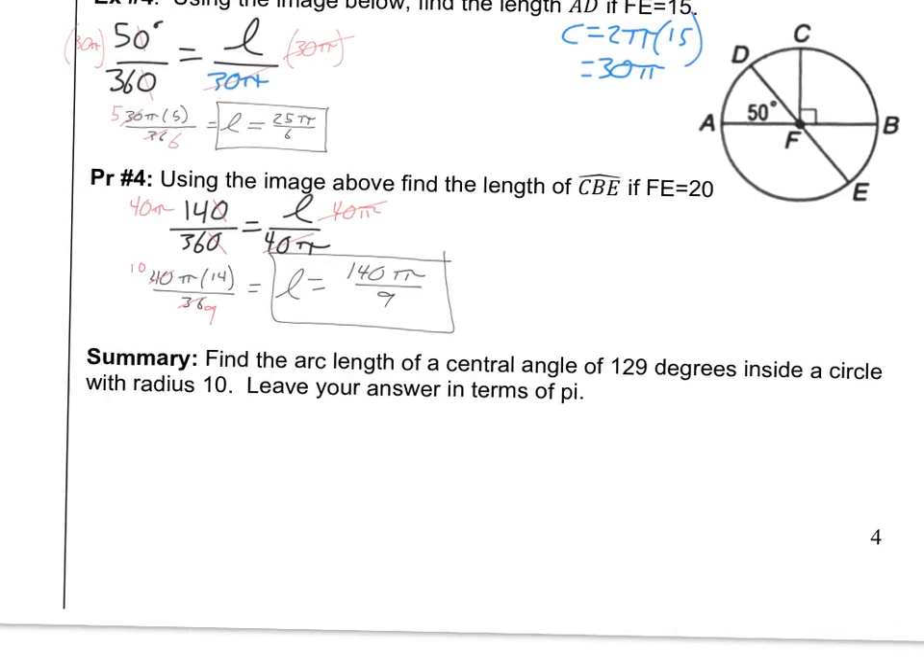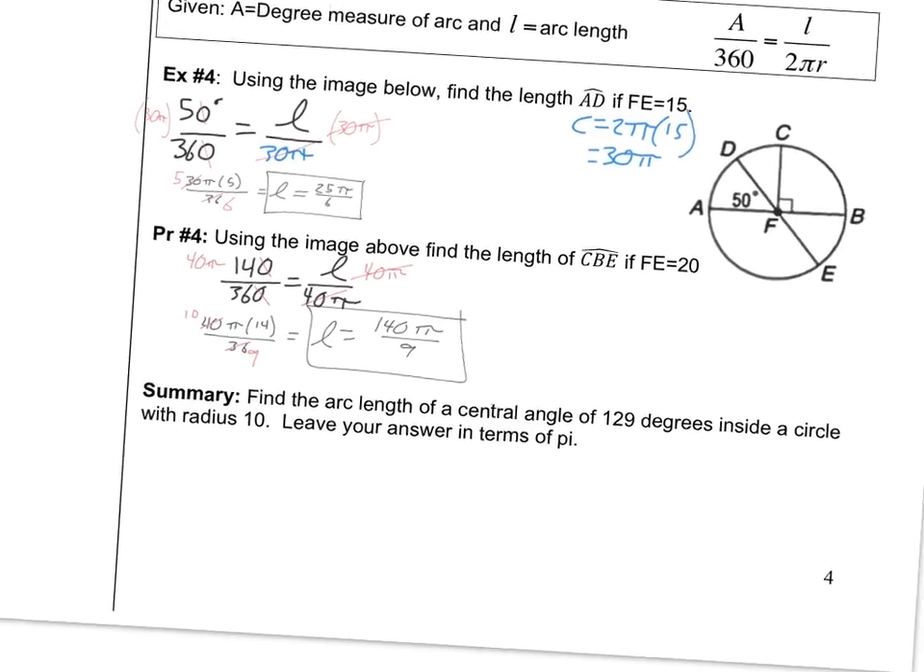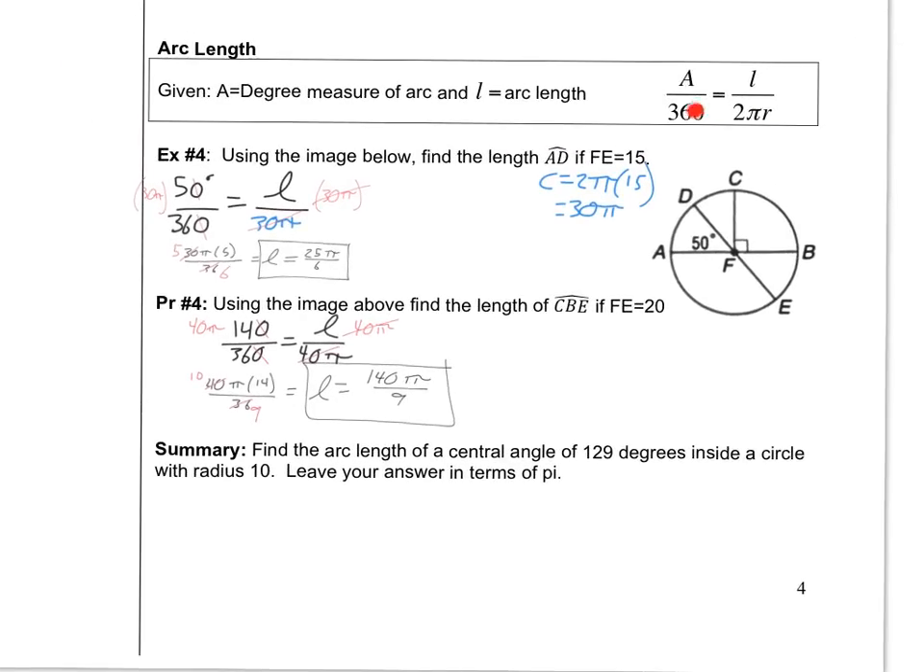Okay, so 2 things left. I want you to find the arc length of a central angle of 129 degrees. So we know the central angle is 129 degrees. So you're going to be using this formula. And the radius is 10. Leave your answer in terms of pi. So that should be pretty straightforward.